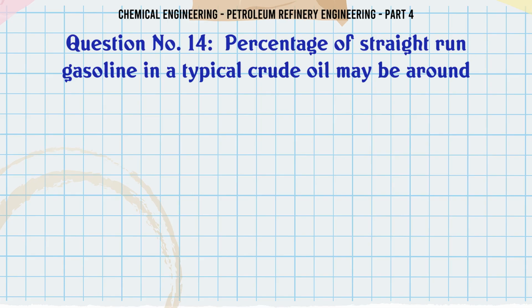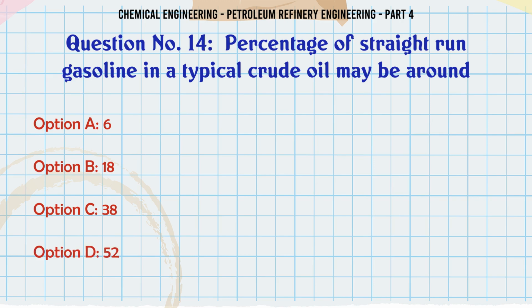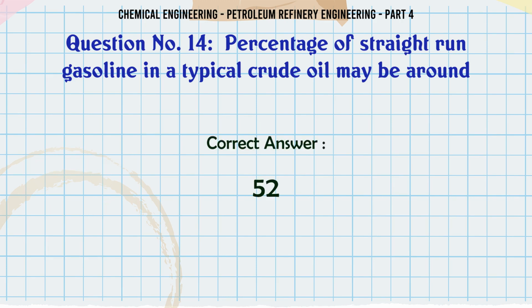Percentage of straight-run gasoline in a typical crude oil may be around: A. 6, B. 18, C. 38, D. 52. The correct answer is 52.